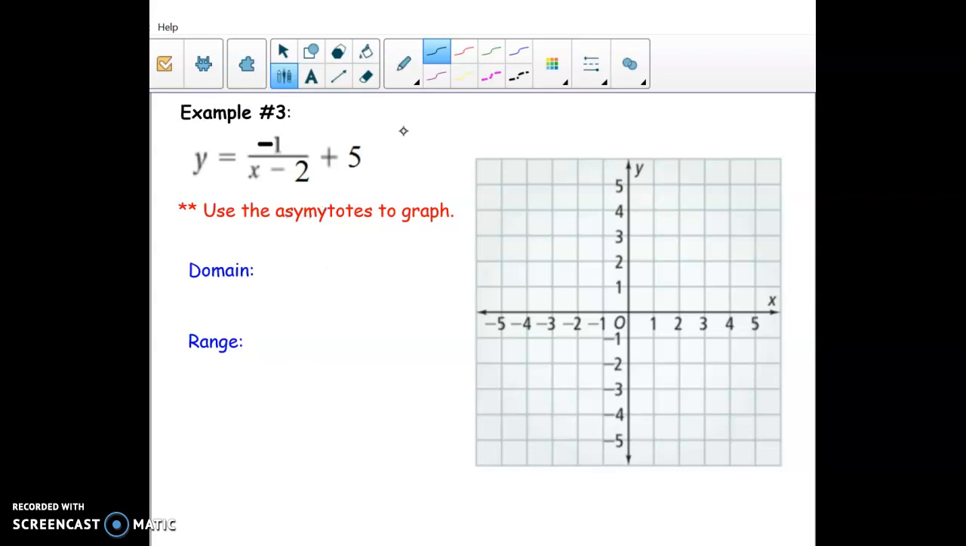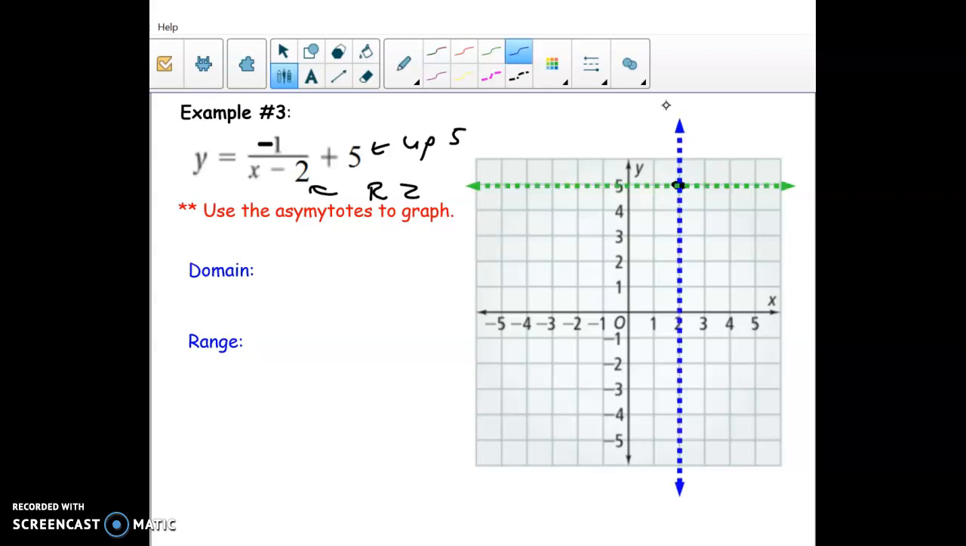Okay, so this 5 is going to make us go up 5. The -2 is going to make us go not left 2, but right 2. So I'm going to draw a point there and then draw in my asymptotes. This will be an x equals line, and that'll just be x equals 2. That's the vertical asymptote. The other one's a y equals, the horizontal, and it's y equals 5, where it's crossing right there. Before I draw my graph, normally my graph would look like this. It would be right here and right here.